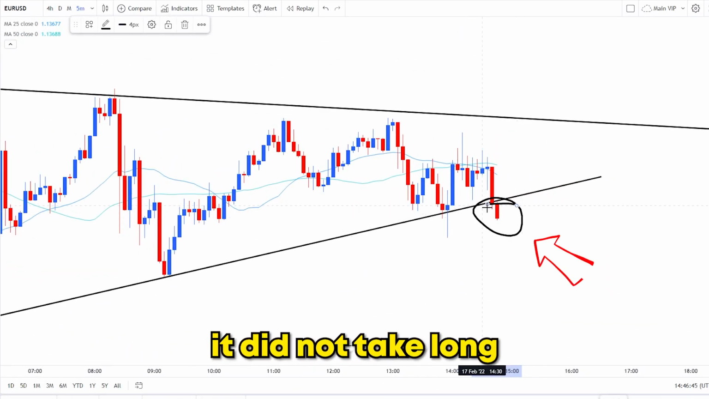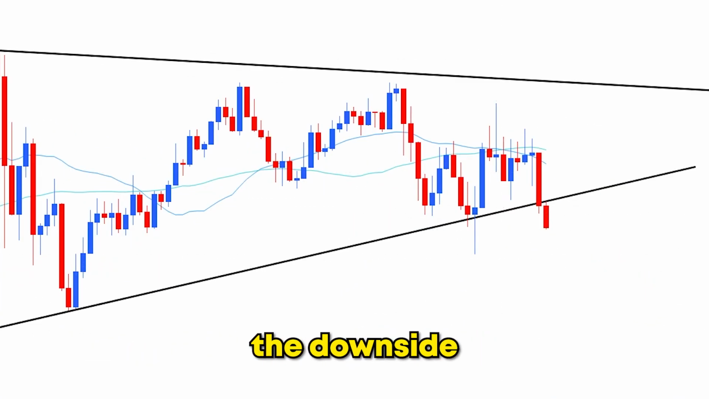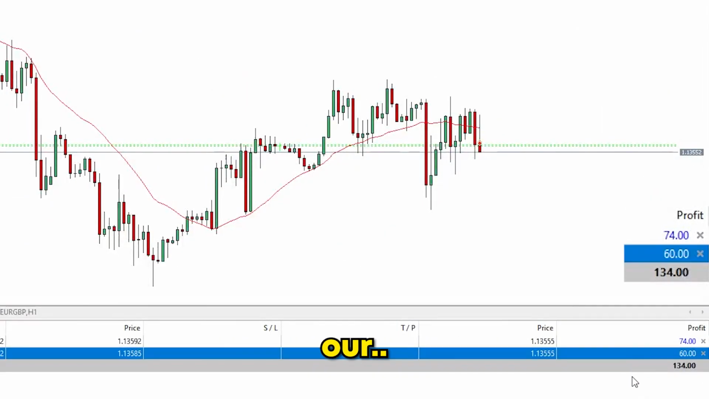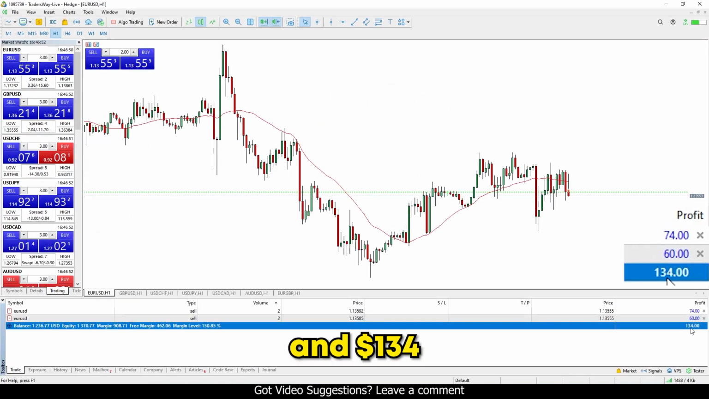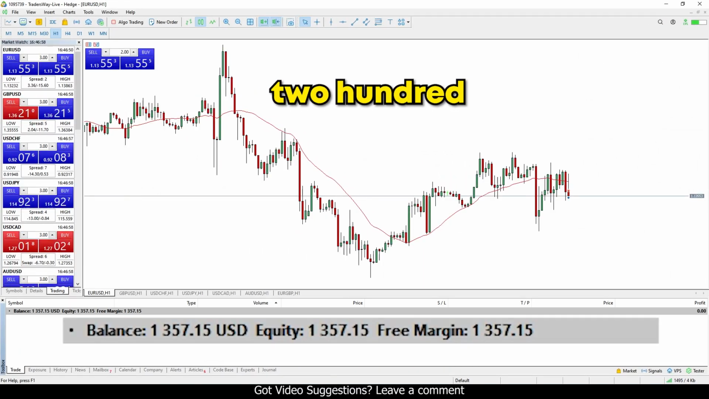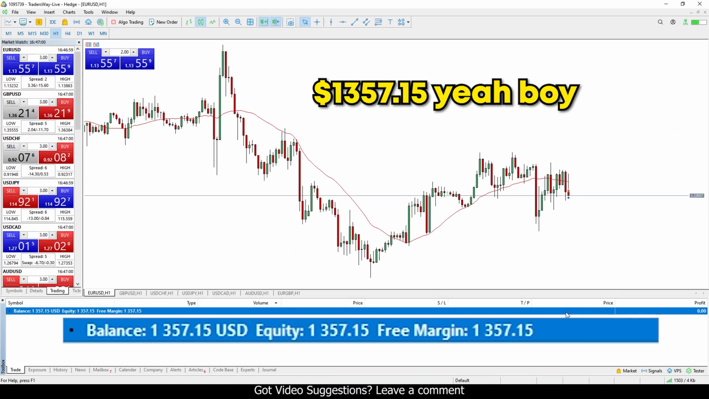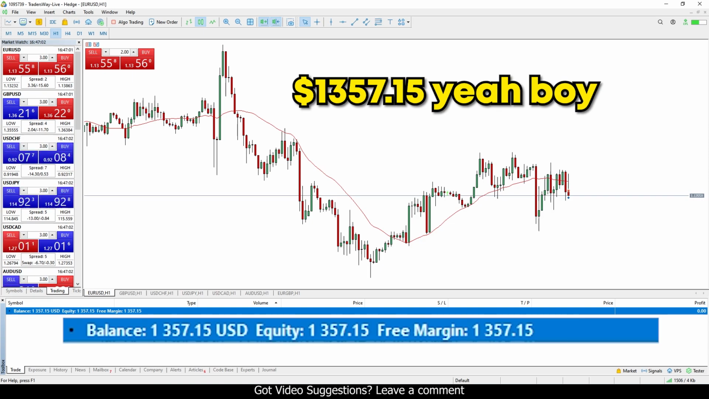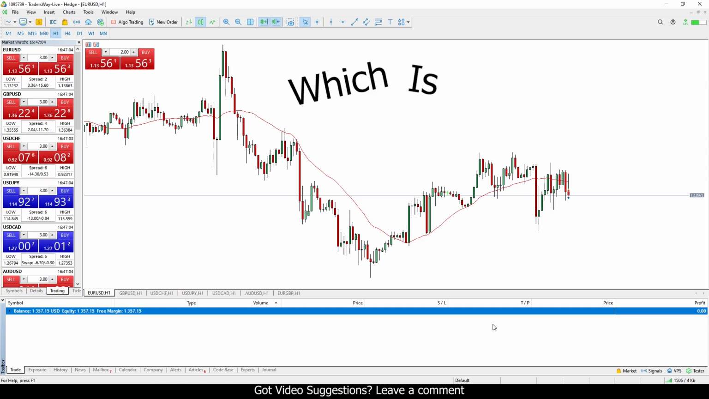And as you can see, it didn't take long. It's moving towards the downside nicely. We can have a look at our MetaTrader and $134 in profit. I'm gonna just close off these two trades. Got it! So we started with $1,250. We currently have $1,357.15, which is pretty damn good.